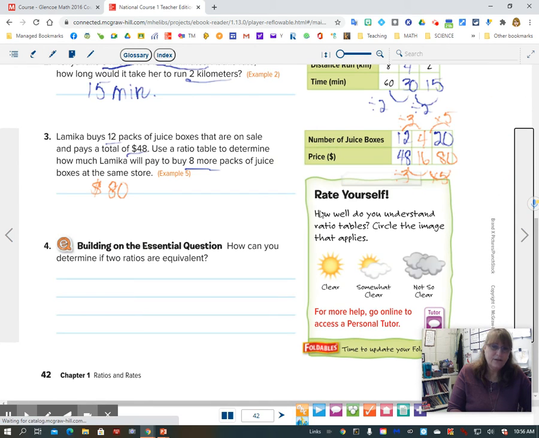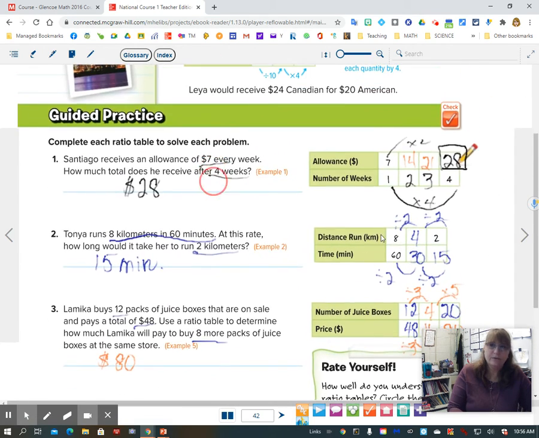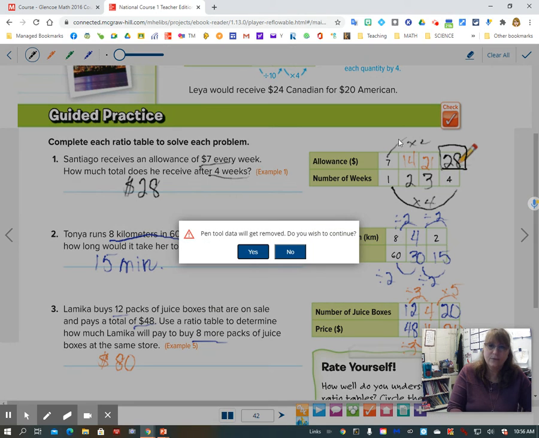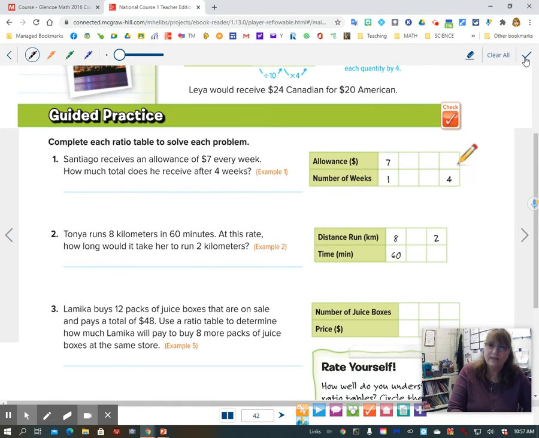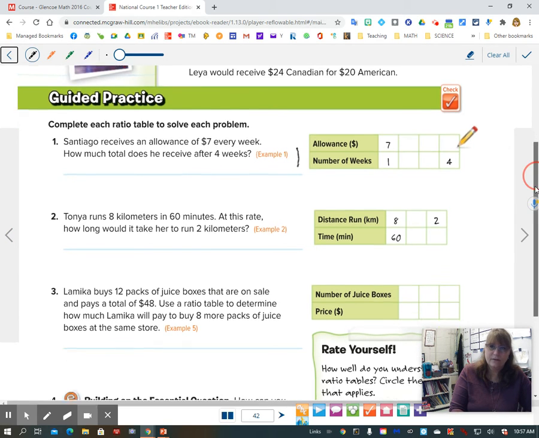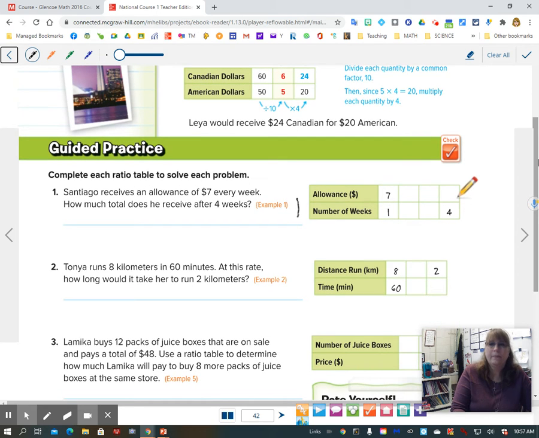All right. Let's look at page 42 now. Whoops, I did not clear that, did I? Let me clear that so we can go over that together.